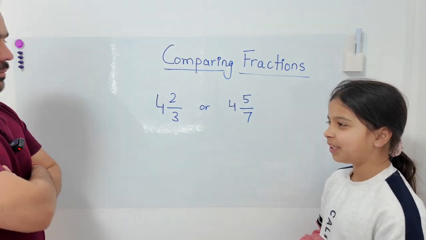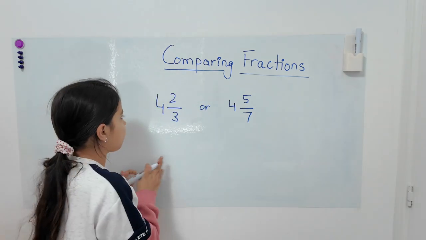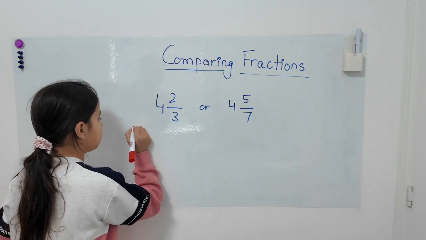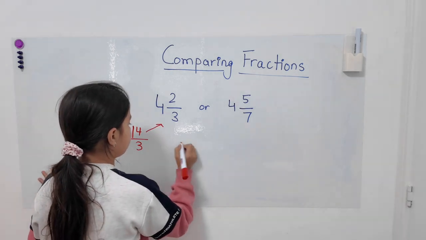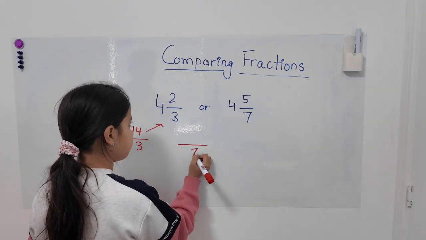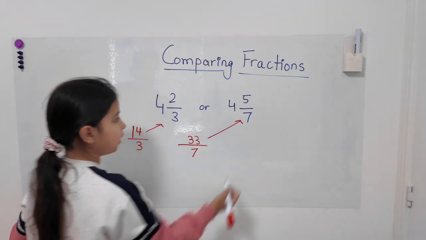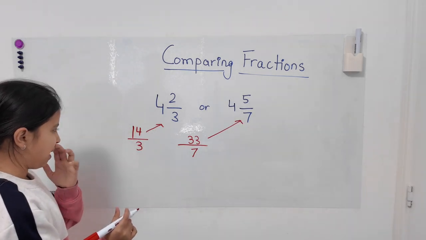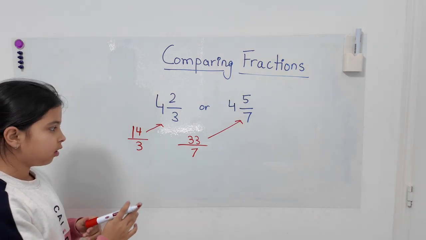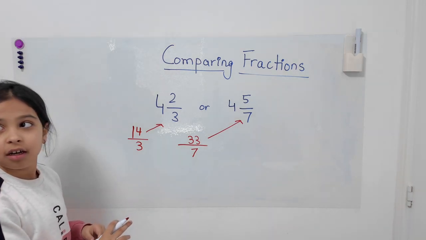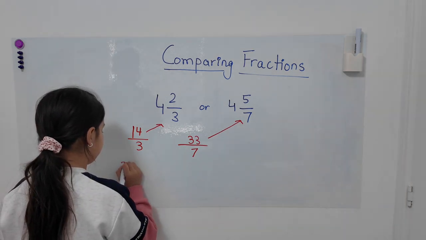I will first convert them into improper fractions. A few moments later, that is what that is. Okay. So how will you compare these two? Make the denominator common. What's the common multiple? 21. So for this one it will become 21.